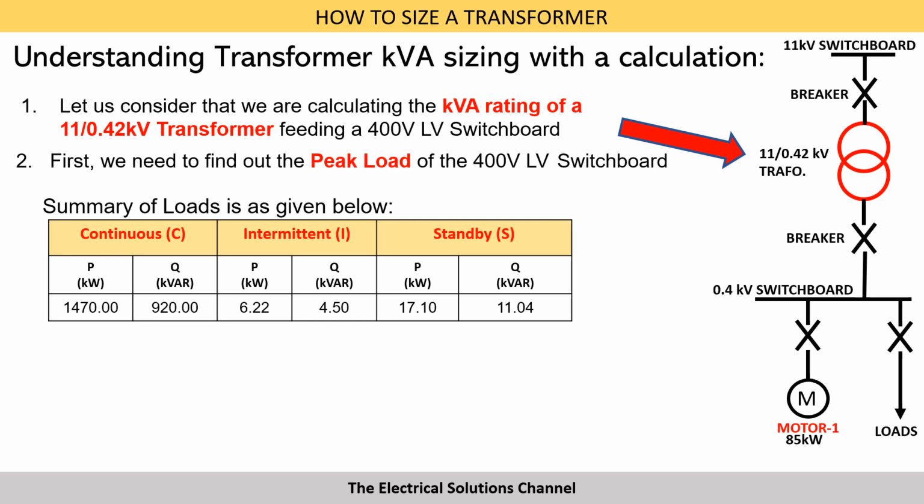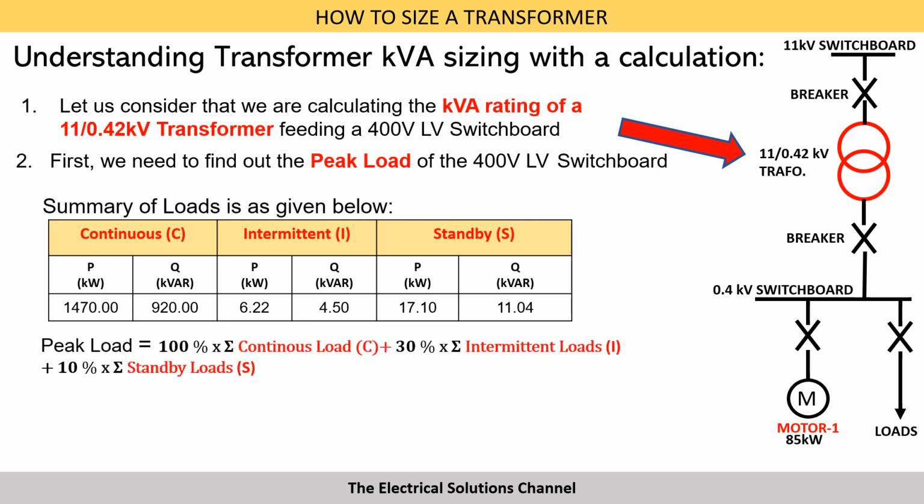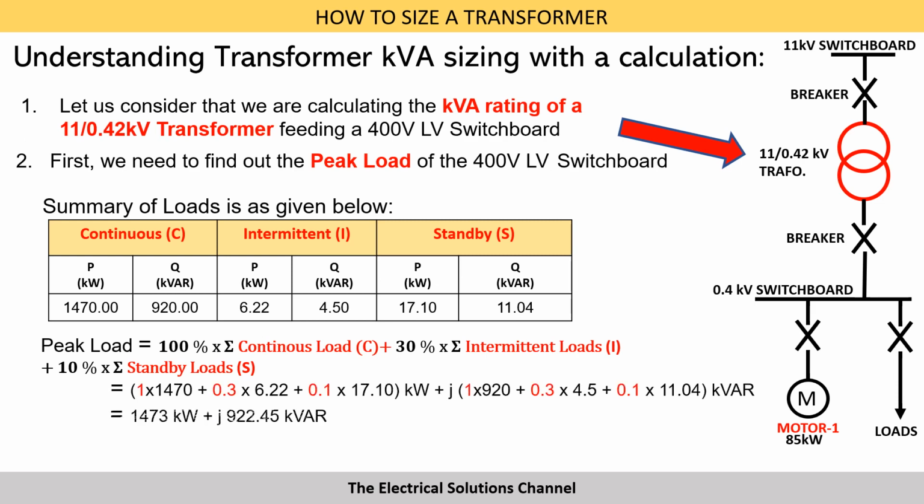So first we need to find out the peak load of the 400 volt LV switchboard. Details of the continuous, intermittent and standby loads of the 400 volt LV switchboard are given in the table. So the peak load of the 400 volt switchboard is calculated as 100% of the sum of all the continuous loads plus 30% of the sum of all the intermittent loads plus 10% of the sum of the standby loads.